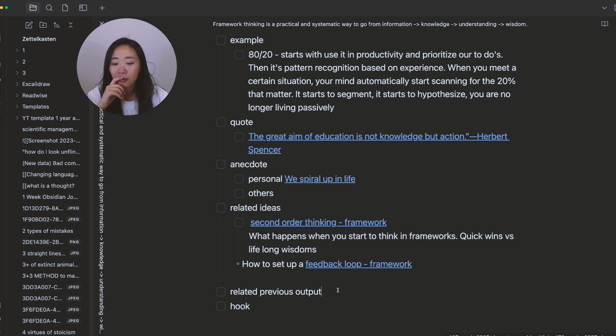And related previous output for me, I don't think I have anything that really explicitly says this, so I'm going to leave it for now. Maybe it can refer to a video somewhere later down the line. And the hook, I'm still working on it.